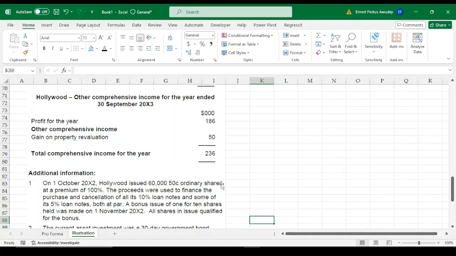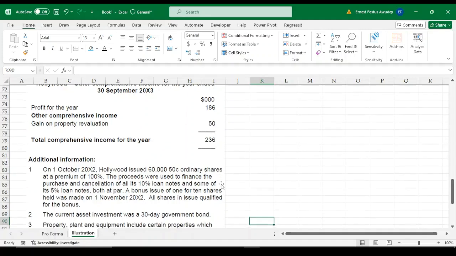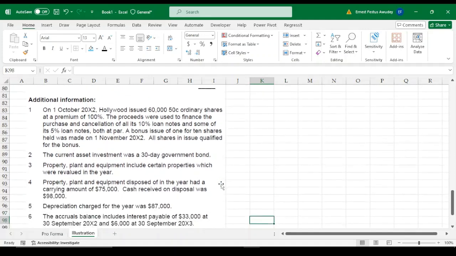All right, then we have other comprehensive income for the year ended 30th September 20x3. We have profit for the year. We have other comprehensive income, that is gain on property revaluation, $50 there. Then we have our total comprehensive income for the year. Then we have additional information.